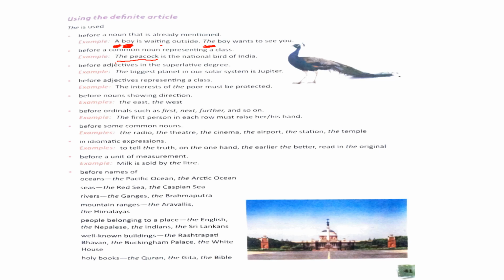Next is before adjectives in the superlative degree. You might have learned in degrees of comparison in adjectives, right? There are 3 degrees. One is positive, next is comparative, and the last one is superlative degree. So you use the with superlative degree. Example, the biggest planet in our solar system is Jupiter.